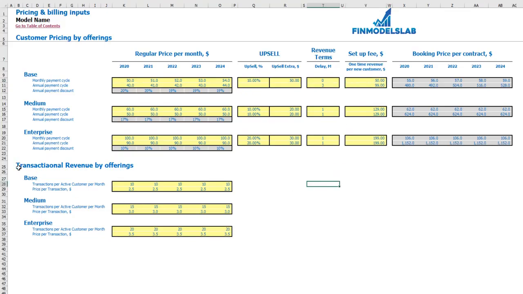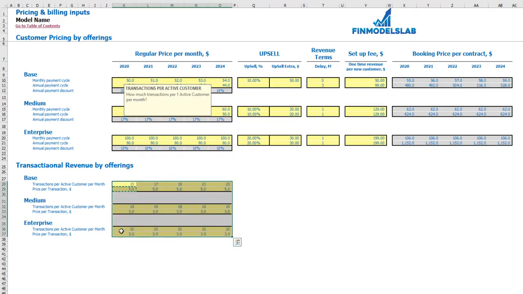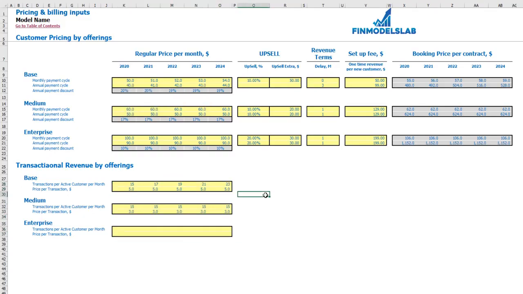Separately, you are able to input transactional revenue for all three offerings. So first of all, you need to input count of transactions per active customer per month, for example, 15, 17, 19, 21, 23, and the price per transaction. Let's pretend $5 across all the years. If you don't need any transactional revenue in your model, you can just clean this for all the offerings or clean only for one specific offering, like this. Hope that makes sense.